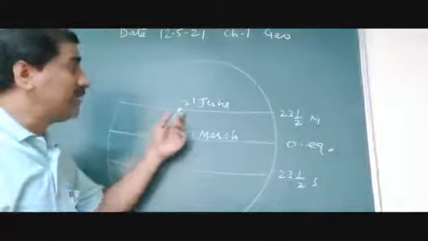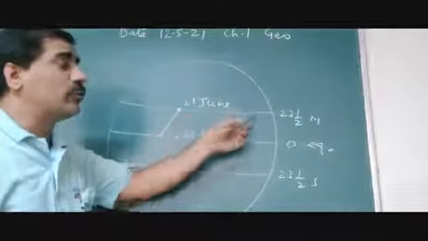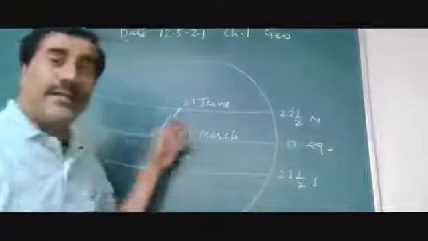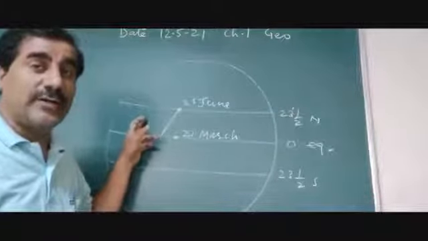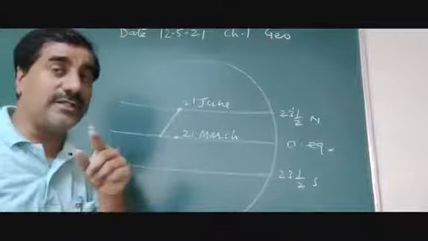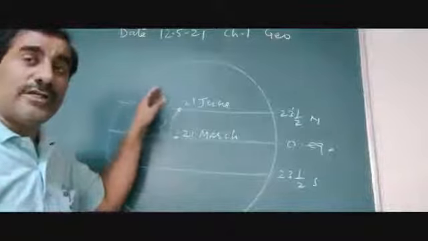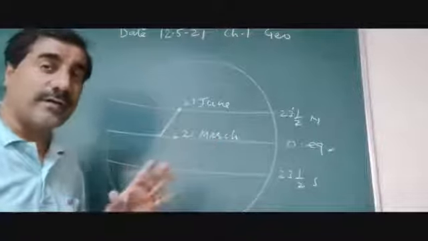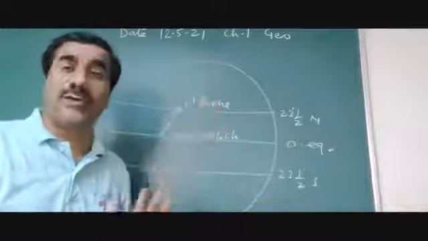So when direct rays fall on the Tropic of Cancer, this latitude is considered the Tropic of Cancer, and its value is 23.5 degrees. Why is it considered the main latitude? Because it is the last latitude in the northern hemisphere which receives direct rays of the sun. After that latitude, the rest of the latitudes receive slanting rays of the sun.